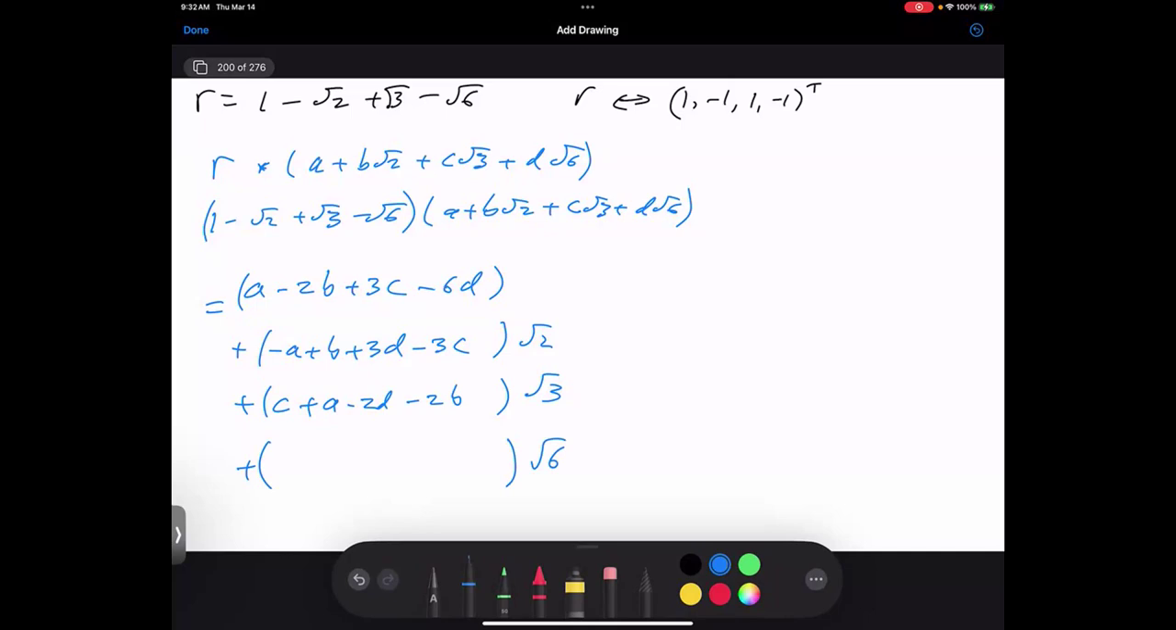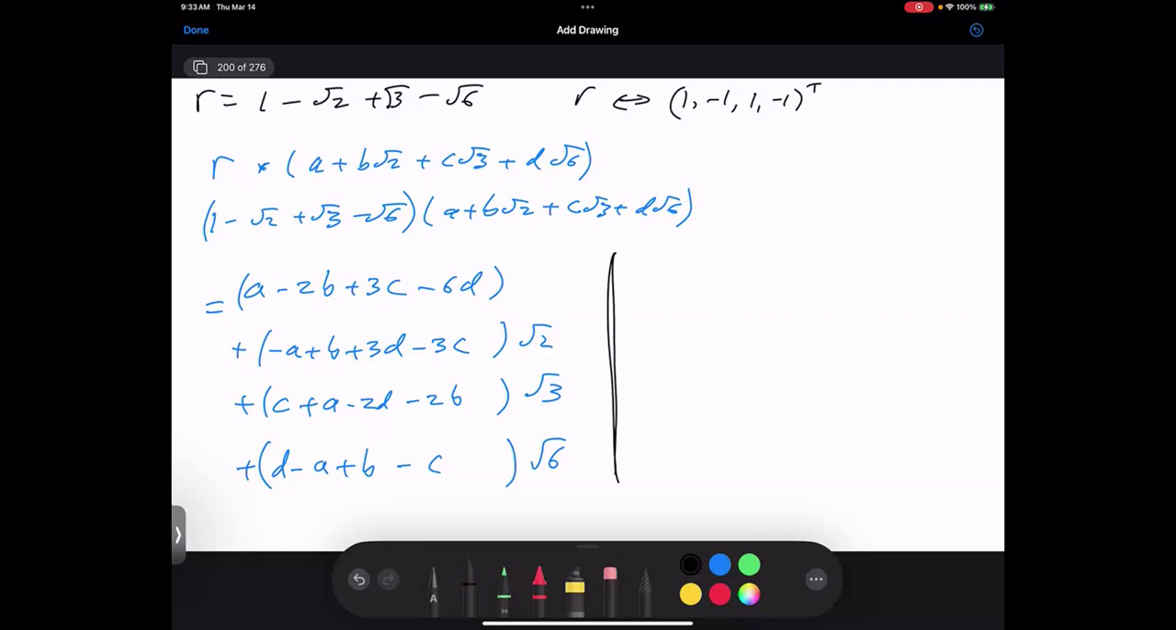I could have the 1 hits the D root 6, which is going to give me a D. I could have the A hits the negative root 6, so I have a minus A. I could have the root 3 hits the B root 2, that's going to give me a plus B. Right? And then the last is I could have the negative root 2 hits the C root 3 and give me a negative C. So is everybody comfortable that this would be what would happen if R hits an arbitrary vector A, B, C, D?